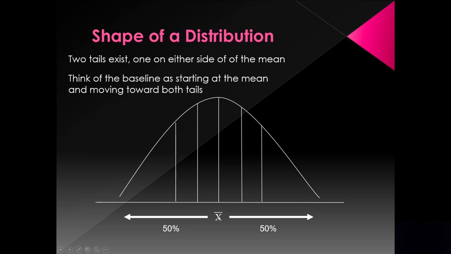So I want you to think of it this way, that you're starting at the mean and going out simultaneously in both directions to find exactly half of the curve this way and half of the curve this way. This will help you with conceptualizing the problems, which is really the only tough part of this lesson. The concept of what you're doing is going to take a little getting used to.